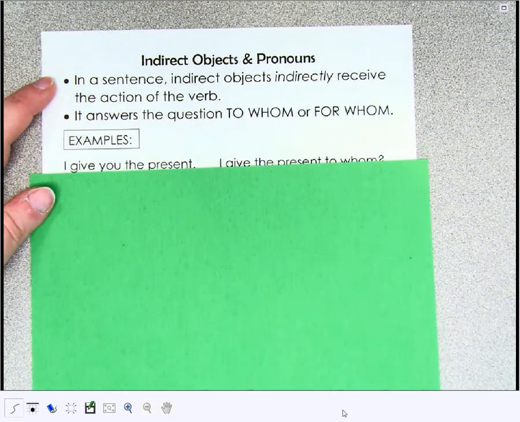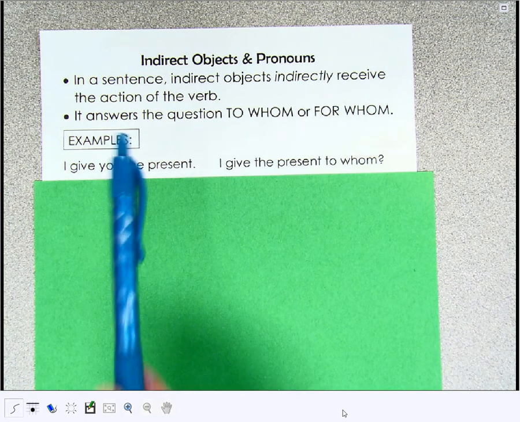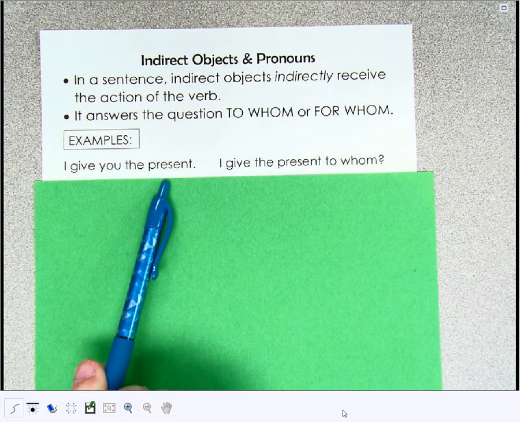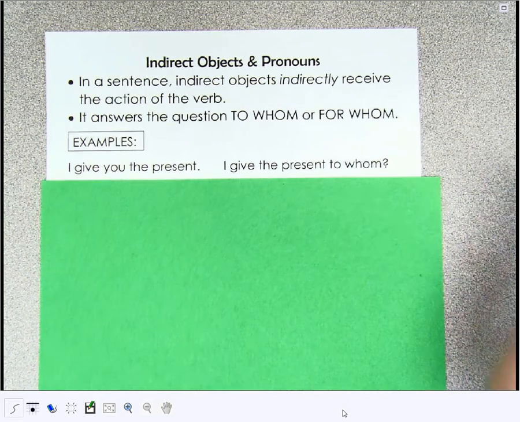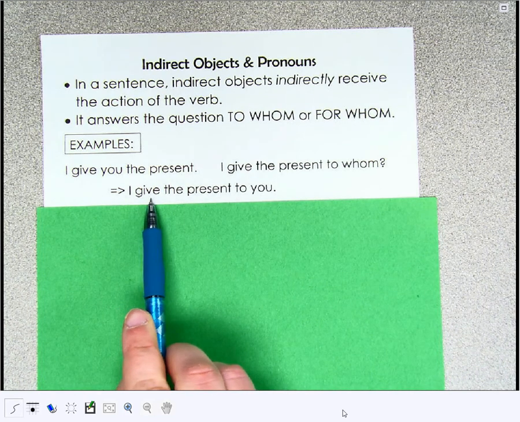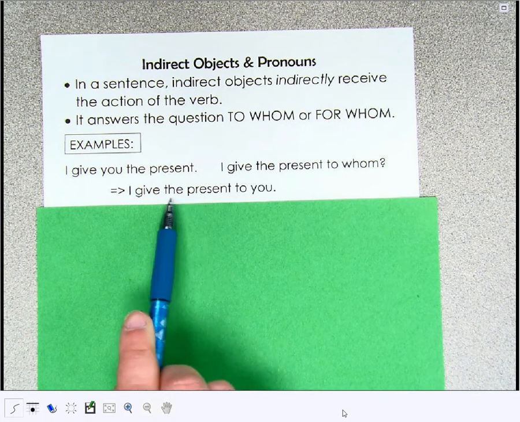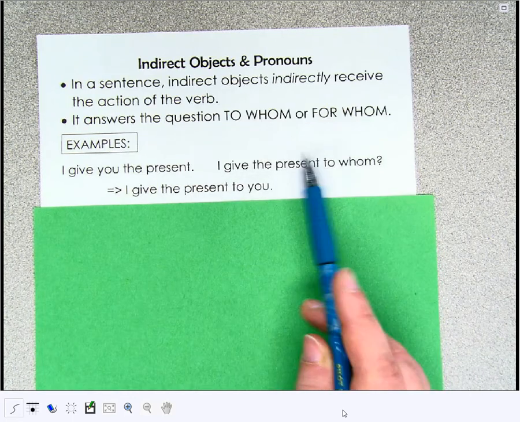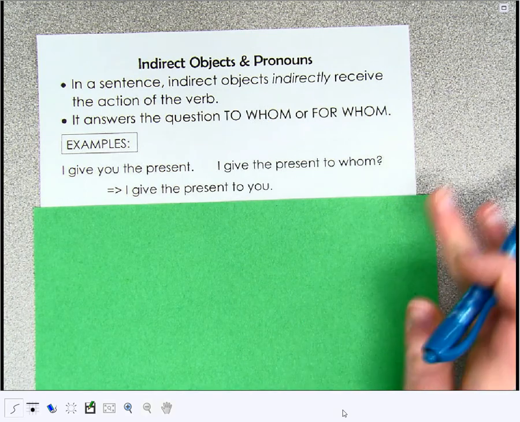And we are going to look at some examples. So I give you the present. To figure out which object in here is the indirect, you have to ask, who do I give the present to? Well, I give the present to you. Okay, so let's just break down the sentence a little. I is our subject, give is the verb. What do I give? I give the present. So the present's our direct object. Whom do I give the present to? You. That's our indirect object.